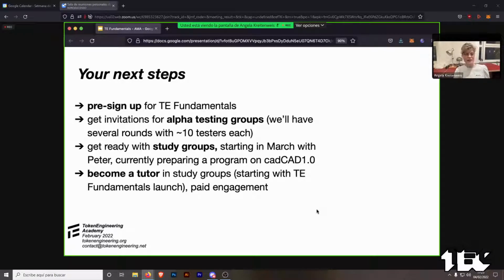Then, as mentioned, get ready with study groups starting in March. For example, Peter is currently organizing a program together with cadCAD on cadCAD 1.0, or you can become a tutor in study groups. And it's a paid engagement, so let us know. I just wonder what would be the best channel, actually. Drop us a message in the chat here, and of course, in our Discord channel, we'll share a link here, and then let's start a conversation if you'd like to become a tutor.